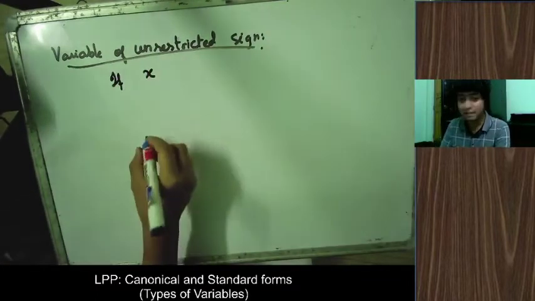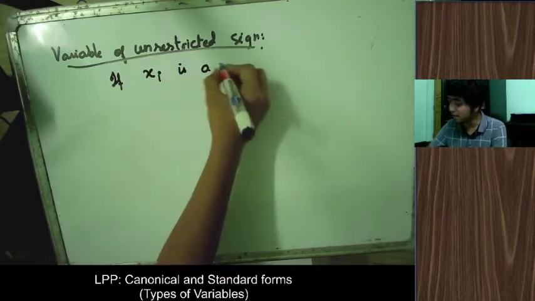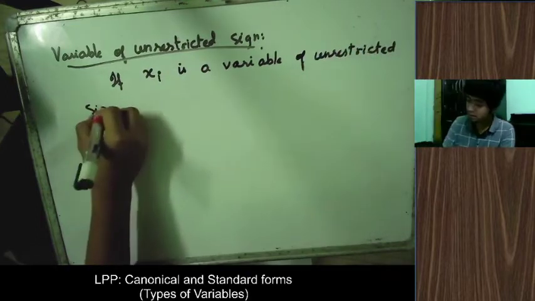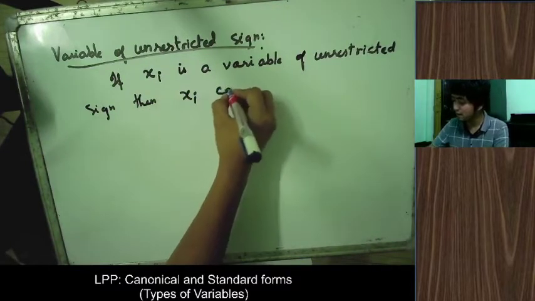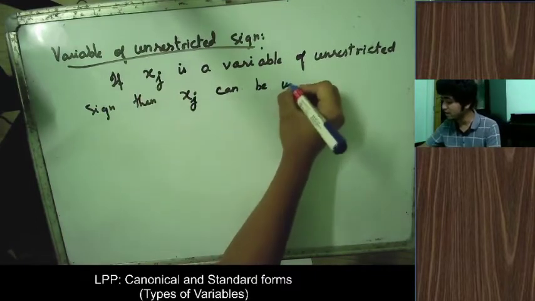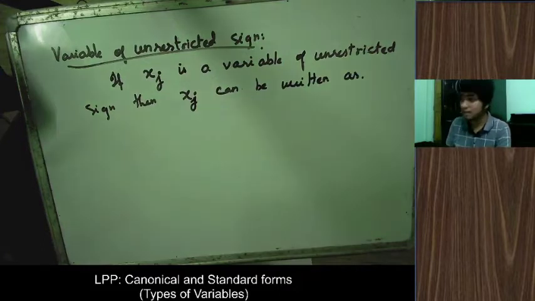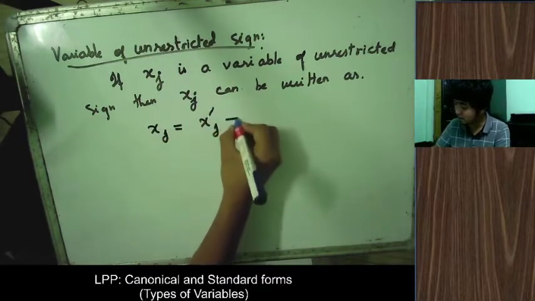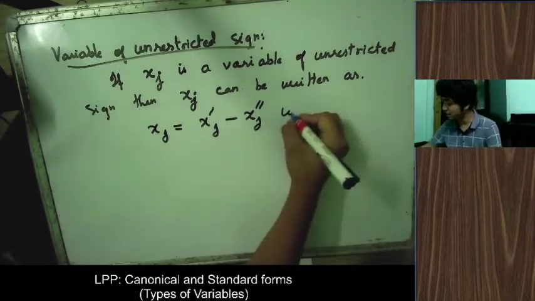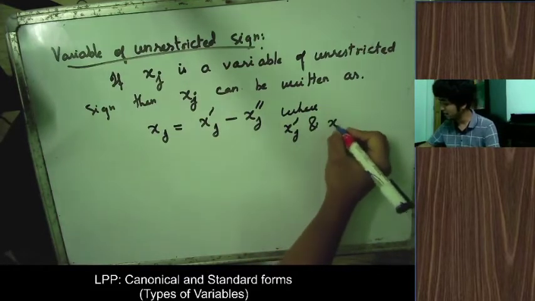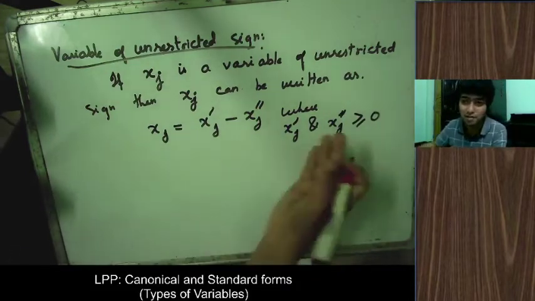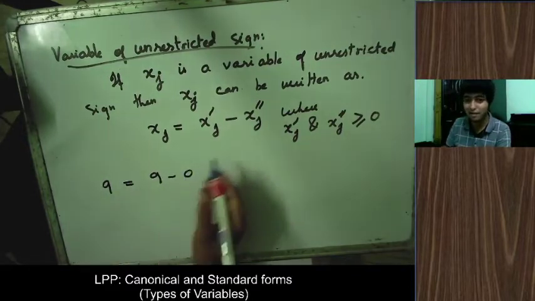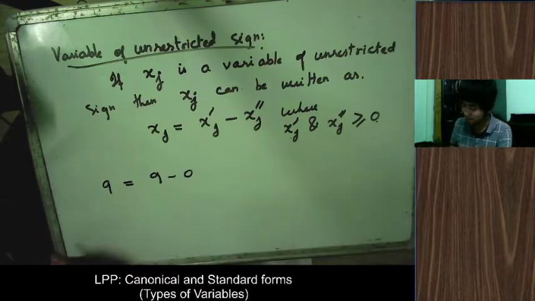So whenever you see this word, if xj is a variable of unrestricted sign, then xj can be written as xj' minus xj'', where xj' and xj'' are greater than or equal to 0. The logic follows like this. Suppose you are having the number 9, which is positive. You can write it as 9 minus 0, where 9 is greater than or equal to 0 and 0 is greater than or equal to 0.